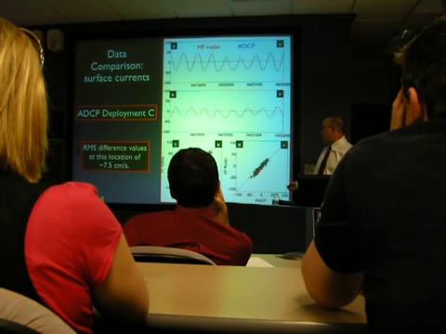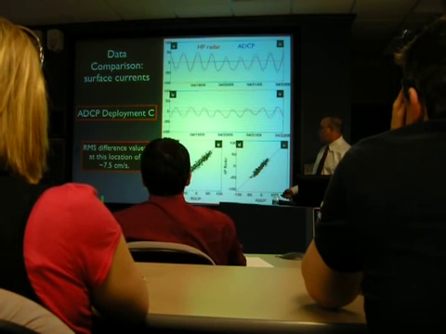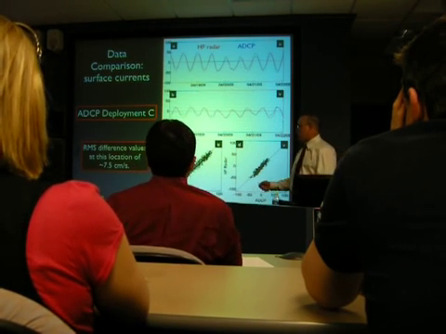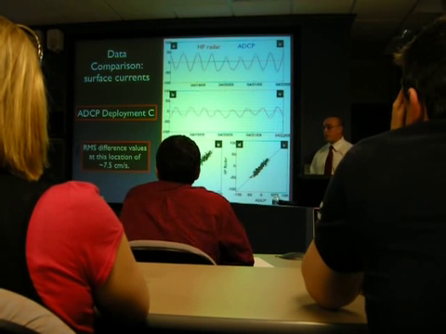This is the scatter plot for the U and V, and again, we see very good agreement. It's approximately 7.5 centimeters per second RMS difference.